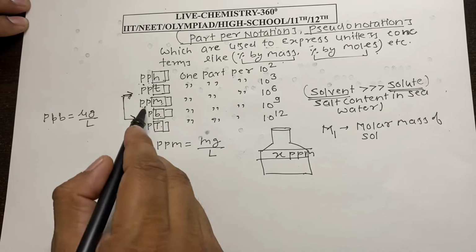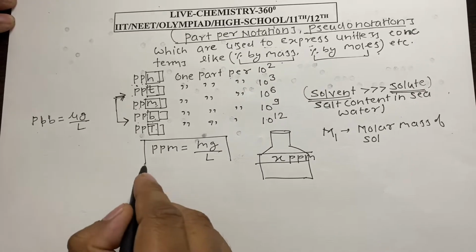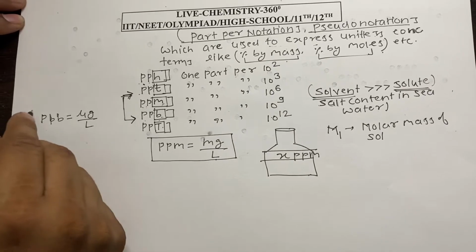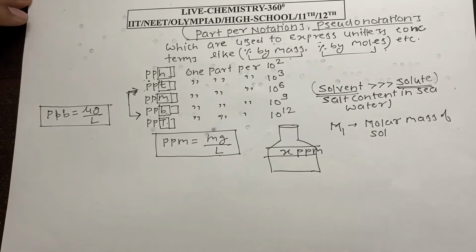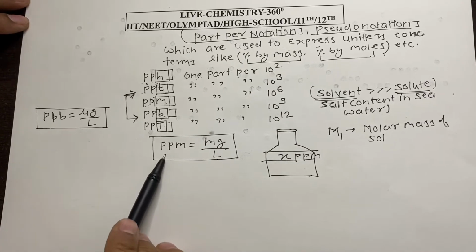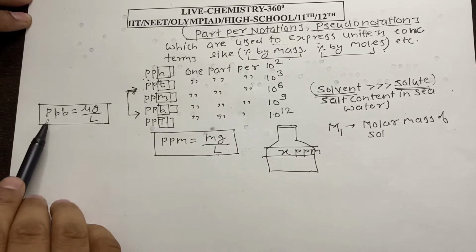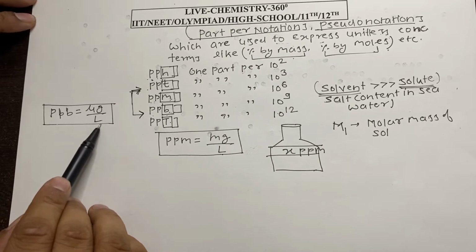So how can we define parts per million? Simply, ppm is milligram per liter, and in the same way ppb is microgram per liter. So whenever you need to calculate ppm, just focus on milligram per liter, and when you need to calculate ppb, focus on microgram per liter.